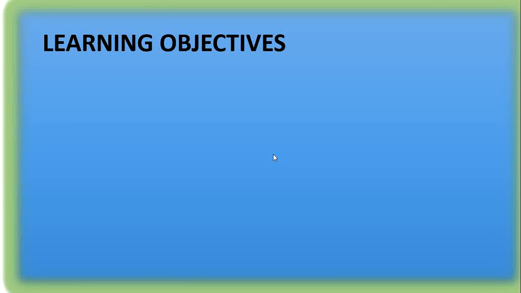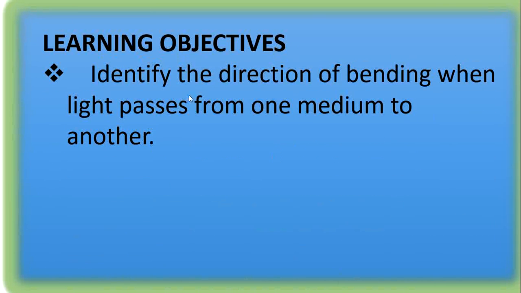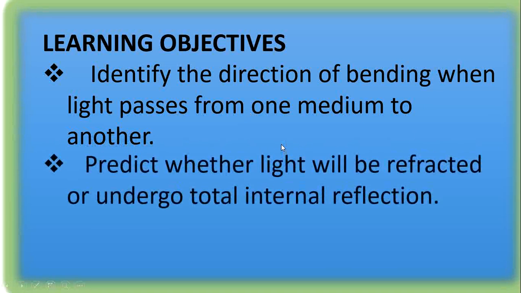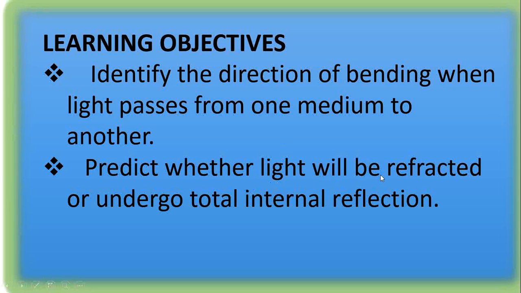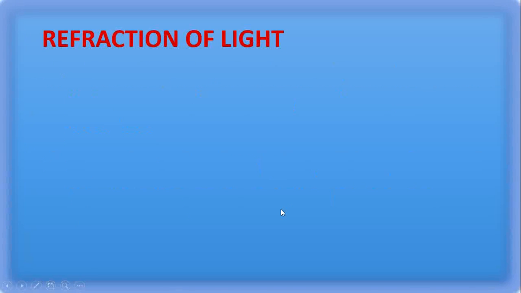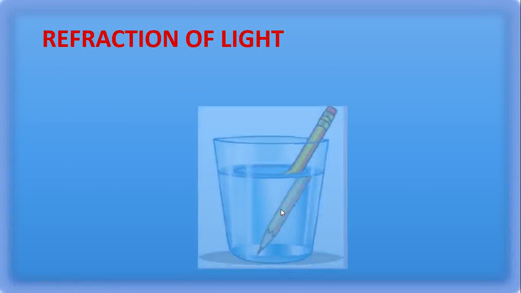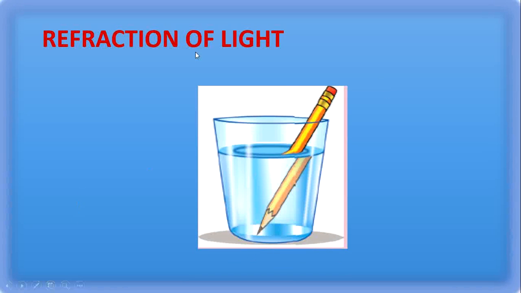Learning objectives. Identify the direction of bending when light passes from one medium to another. Predict whether light will be refracted or undergo total internal reflection. Now let us see refraction of light through one activity.